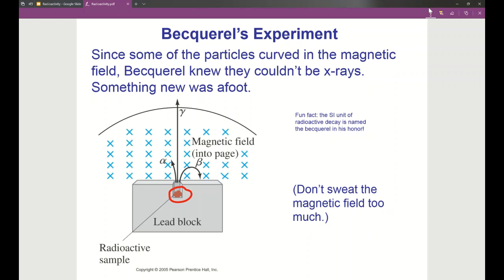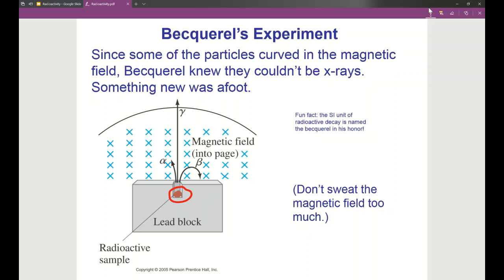Now, you don't have to worry about the magnetic field too much because we haven't covered that in AP Physics 1, but just know that charged particles do have a force applied to them when they're in a magnetic field, and that would cause the paths of these particles to bend. And fun fact, the SI unit of radioactive decay is named the Becquerel in honor of this.